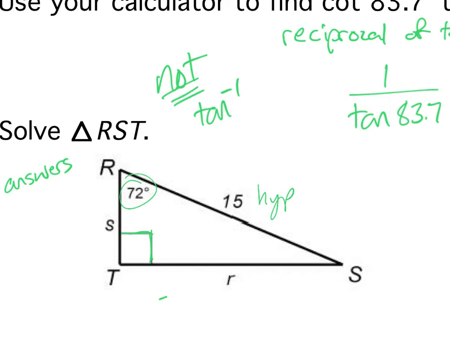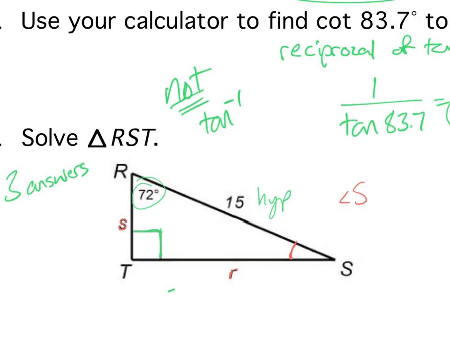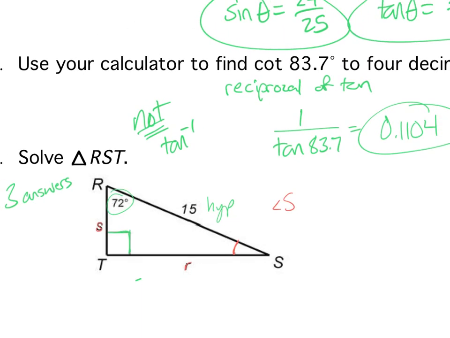So the 3 things that I don't know are this angle S. I need to figure that one out. Also the little side S and the little side R, or the side little s and the side little r. Anyway, those are the 3 things that I need to find, and they'll be my 3 answers.